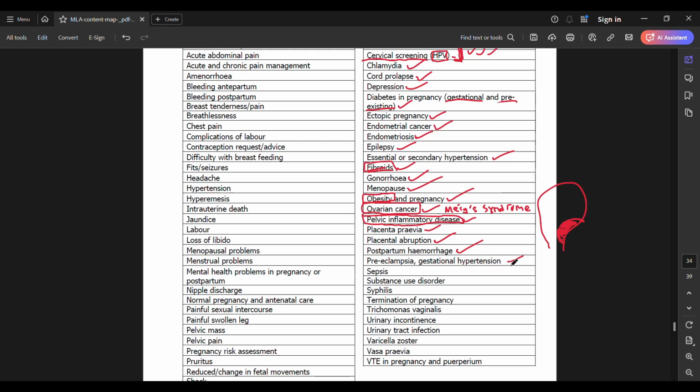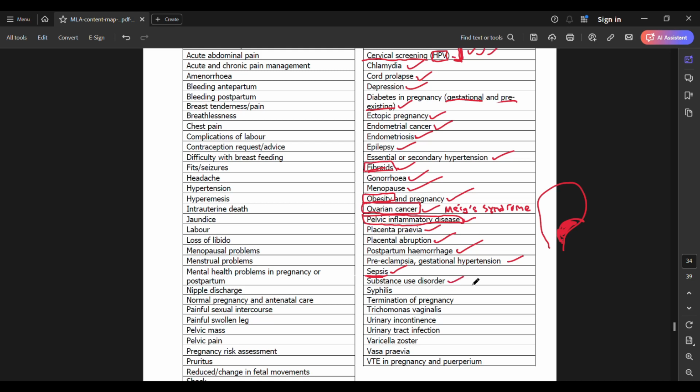Preeclampsia, gestational hypertension, we've talked about this. Sepsis, this could show up post-delivery, so post-C-section, also in the case of STIs maybe. So yeah, sepsis is something you'll study in other areas as well.